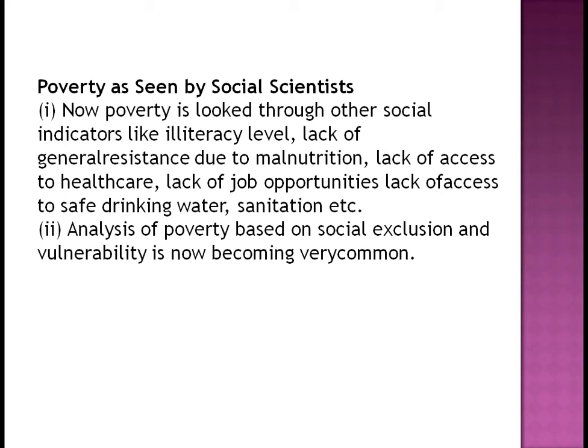Now, poverty as seen by social scientists. Poverty is looked at through social indicators like illiteracy level, lack of general resistance due to malnutrition, lack of access to health care, lack of job opportunity, and lack of access to safe drinking water and sanitation. Analysis of poverty based on social exclusion and vulnerability is now becoming very common.